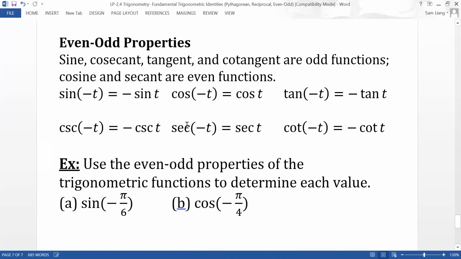Anyhow, cosine and secant are even functions. In other words, cosine of negative t equals the original cosine t, and secant of negative t equals secant t. So these are even. The other four are odd. And then after that, we'll do this example. If you need to copy this down, please pause the video here. Otherwise, I'll go back to the lesson.